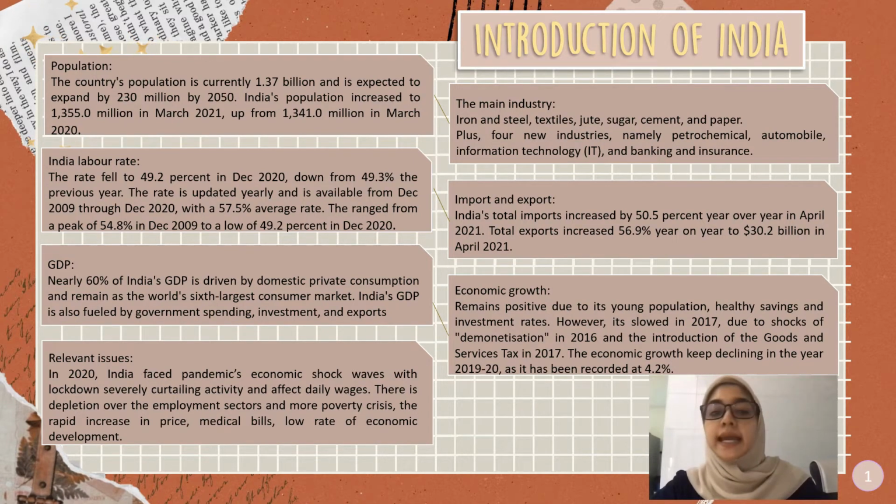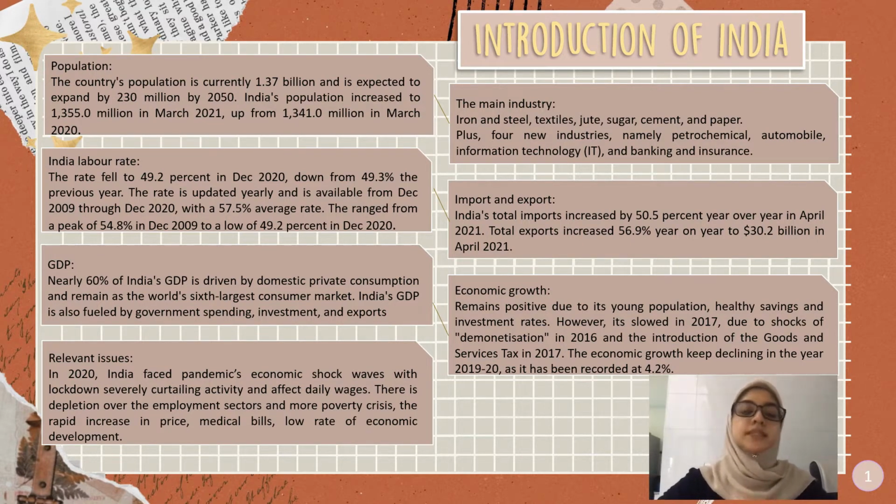Next, for import and export, the Republic of India sent 275.5 billion US dollars worth of goods throughout the world in 2020. According to the most recent estimates by the Ministry of Commerce and Industry, India's total imports increased by 50.5% year-over-year in April 2021. For the export, total exports increased 56.9% year-on-year to $30.2 billion in April 2021. In March 2021, India's trade balance was $13.9 billion in deficit.